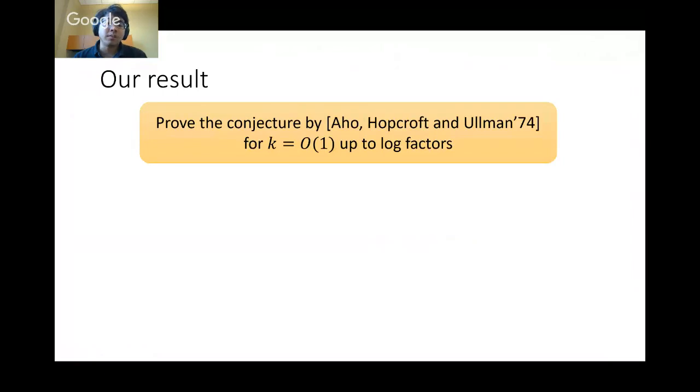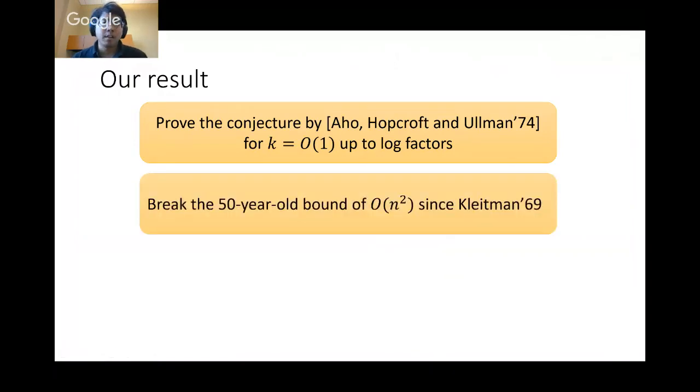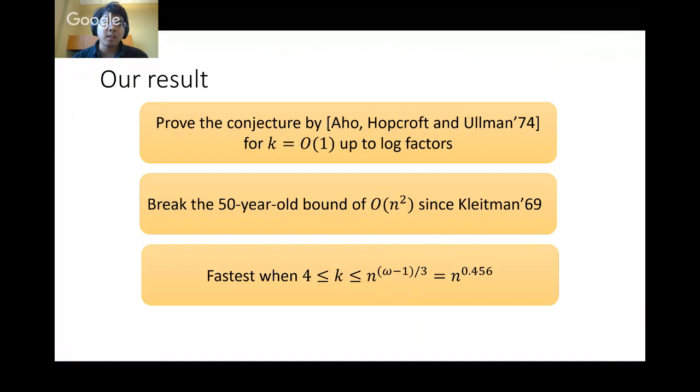So the result proves the conjecture by Hopcroft and Ullman from '74, when k is constant up to polylog factors. It breaks this 50-year-old bound of N squared down to linear. And it is the fastest algorithm when k is not too large. So this is the result.